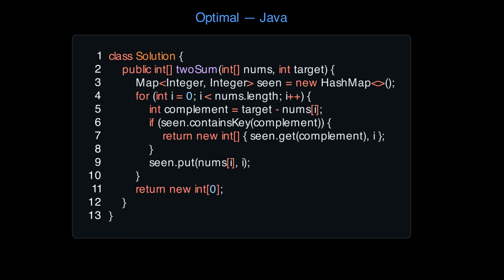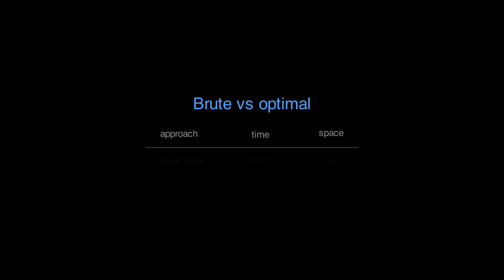Good catch. What if the array contains duplicates, 3 and 3 with target 6? Then the first 3 goes in at index 0. On the second 3, complement is 3, map has 3 at 0, we return 0 and 1. Distinct indices, correct. Walk me through the complexity. Time is linear, 1 pass over n. Space is linear, at most n entries in the map. We've traded constant space for linear time lookups.